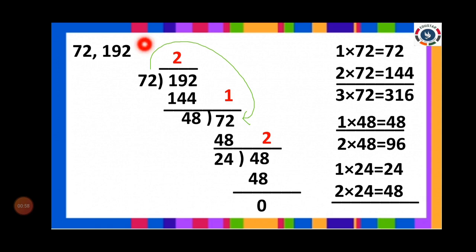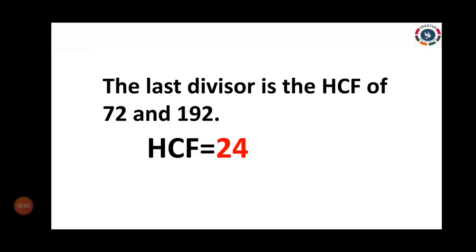So the first divisor converts into a dividend, then the remainder converts into a divisor, then the next remainder converts into a divisor. So which is the last divisor, the one that gave 0 remainder? Only 24. That is the HCF. So the last divisor is the HCF of 72 and 192. The HCF of 72 and 192 is equal to 24. Have you understood that?